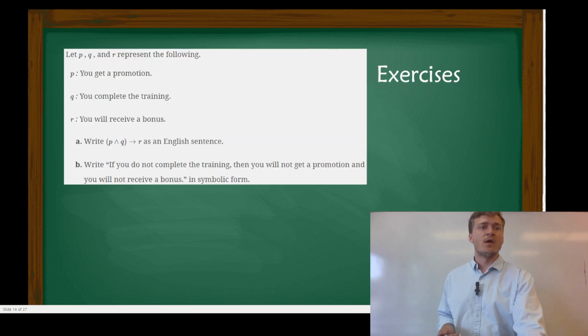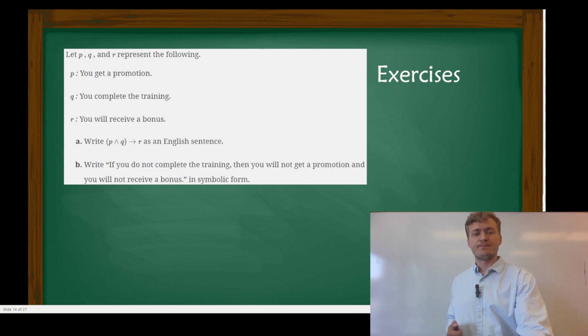Let P, Q, and R represent the following. P is the statement you get a promotion. Q is the statement you complete the training. R is the statement you will receive a bonus. Part A says, write P and Q imply R as an English sentence. Likewise for part B, write, if you do not complete the training, then you will not get a promotion and you will not receive a bonus in symbolic form. Give you a moment there to pause and to see if you can come up with that before we move on with the video.